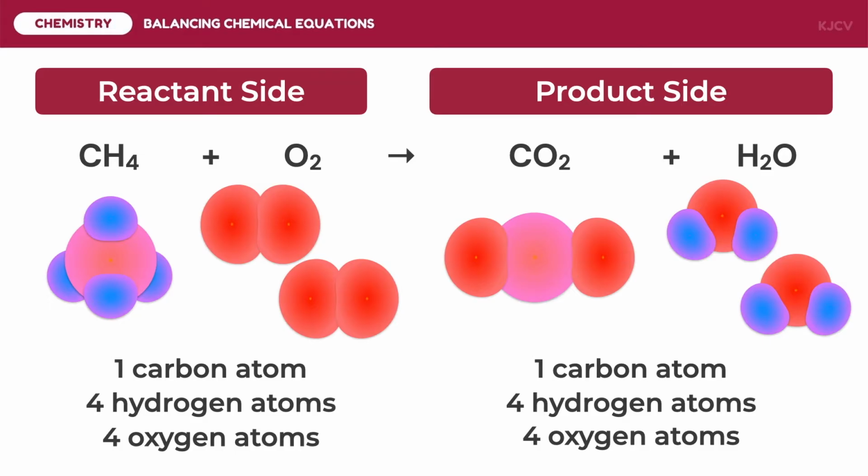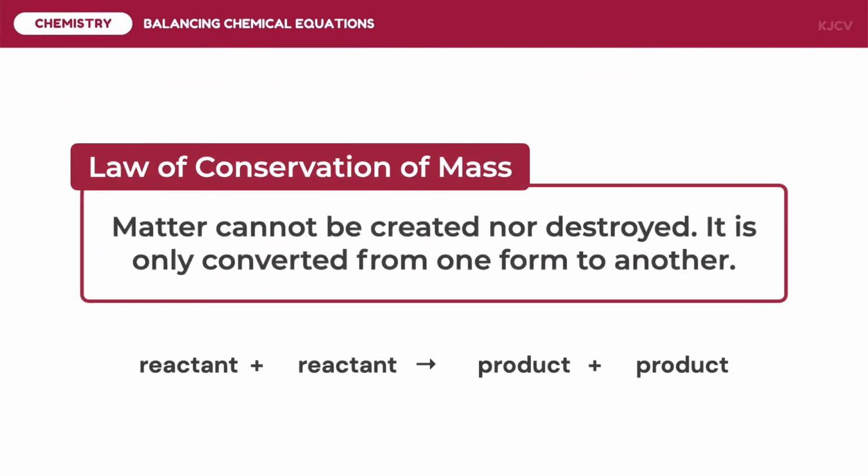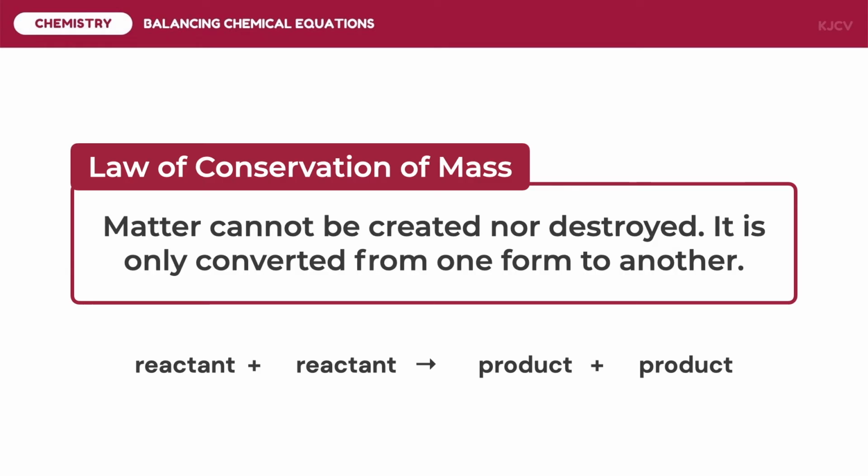This means that for this reaction to proceed while maintaining the balance of elements, there should be 1 mole of methane for every 2 moles of oxygen to produce 1 mole of carbon dioxide and 2 moles of water. This reaction now follows what we call the law of conservation of mass. This law states that matter cannot be created nor destroyed. It is only converted from one form to another.